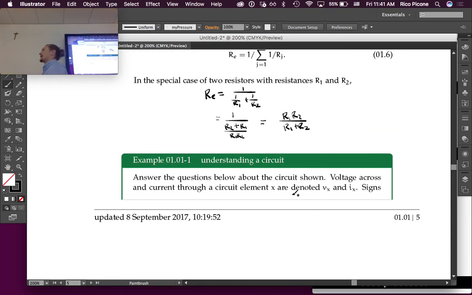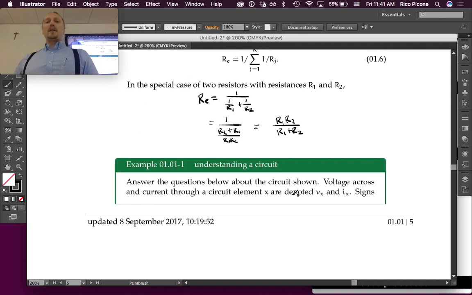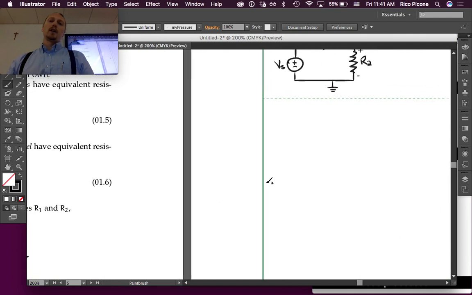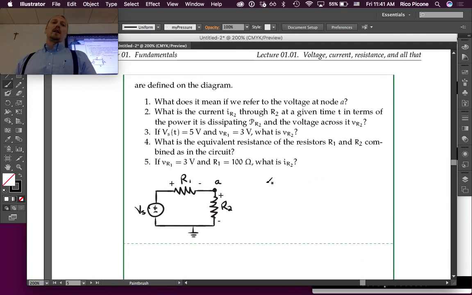Okay, so now we have our example. It's a really fun example. So, understanding a circuit, answer the questions below about the circuit shown. Voltage across and current through a circuit element X are denoted Vx and Ix. So for instance, the voltage across resistor R1 will be VR1. The current through resistor R1 will be IR1. Okay? That's how we denote our voltages and currents. The signs are defined in the diagram.